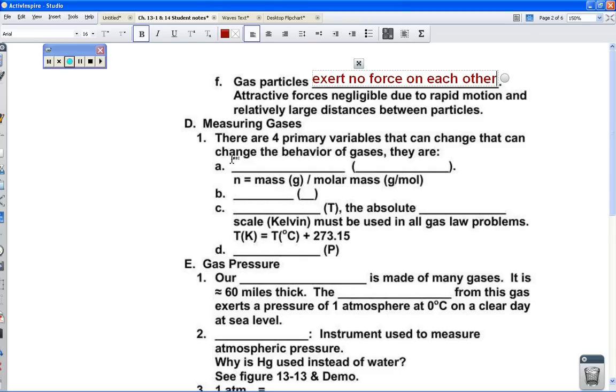If they are a polar gas, which is kind of rare, they're not going to be attracted to each other using hydrogen bonding or any kind of dipole-dipole attraction. They'll just rush right past each other, because they're going so fast. Which brings us to measuring gases.